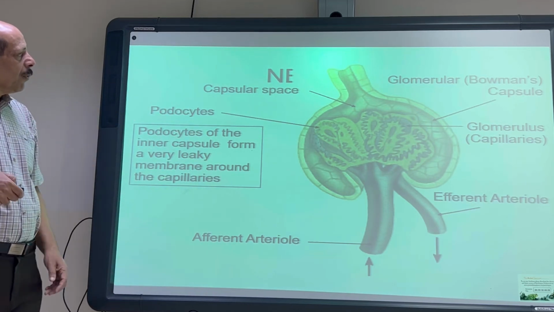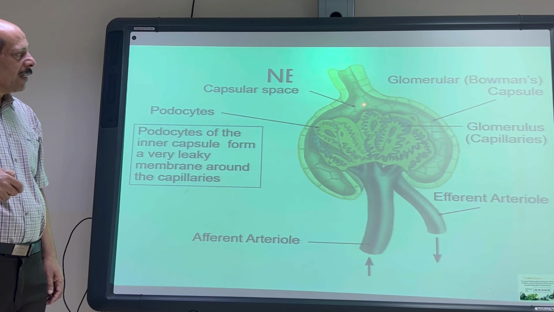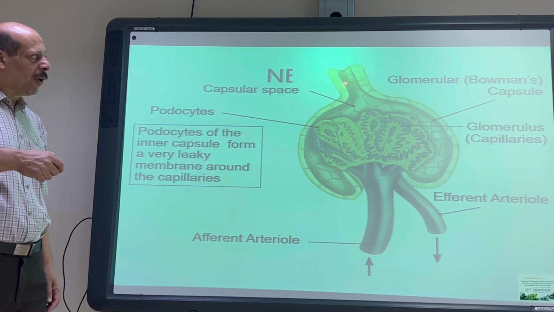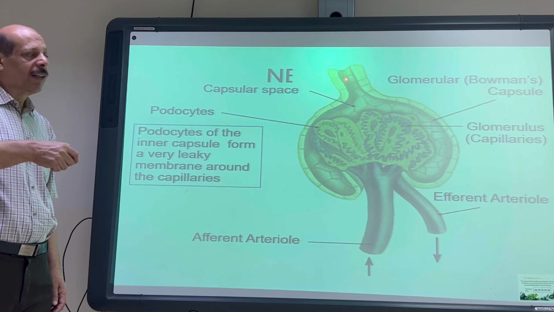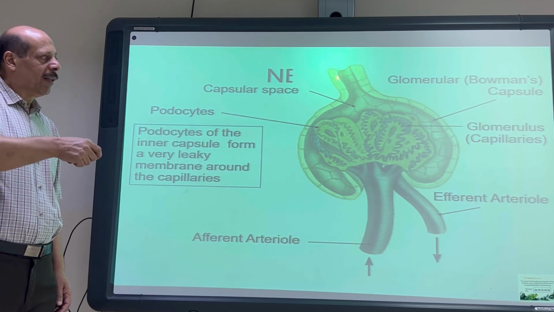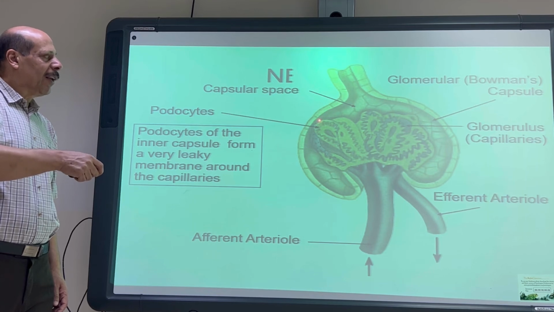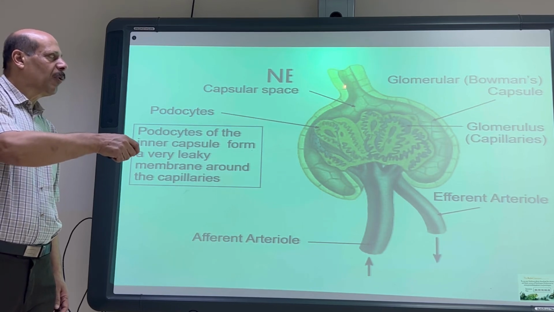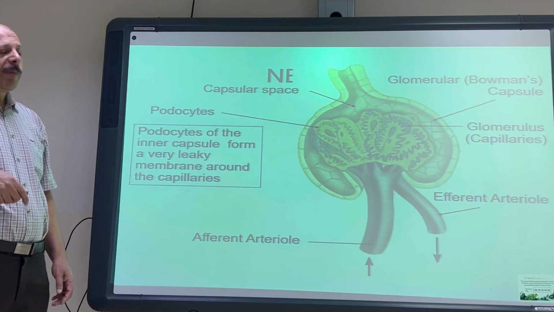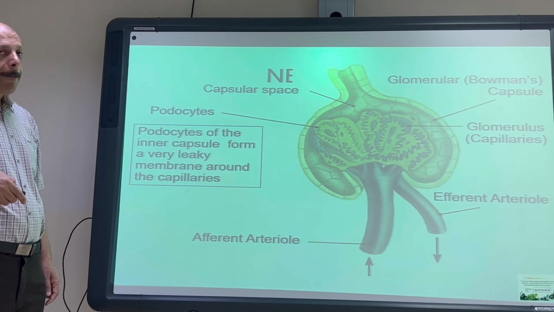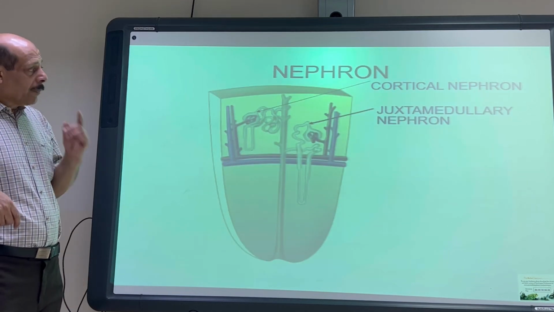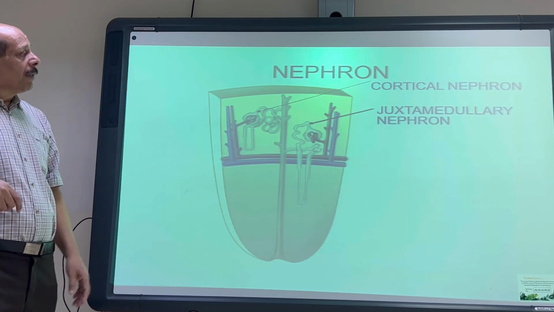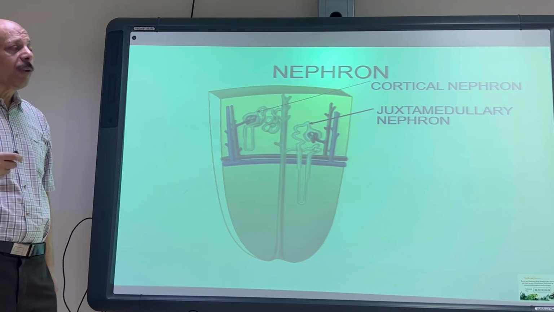This, we call it the capsular space. So the filtrate accumulates here, and then it will go through this canal. This is the part of the proximal convoluted tubule, this part. So it will be collected here, and it will go through the proximal convoluted tubule. Is it clear? Yes.